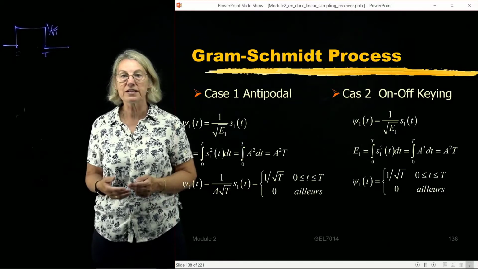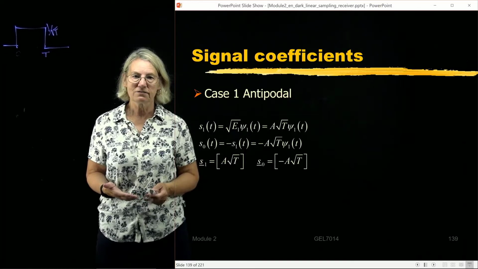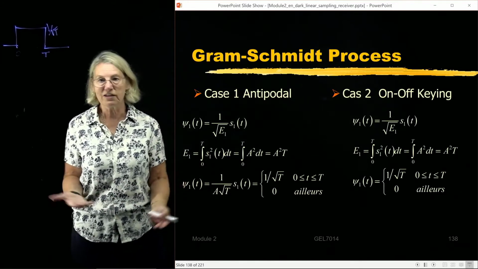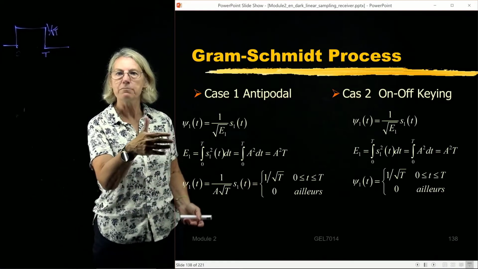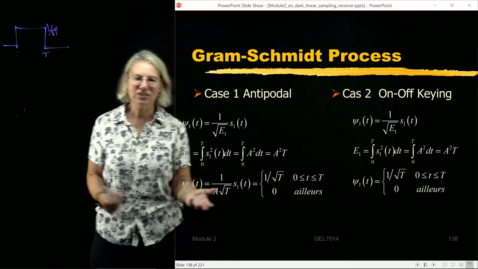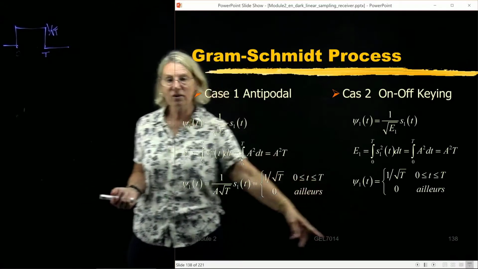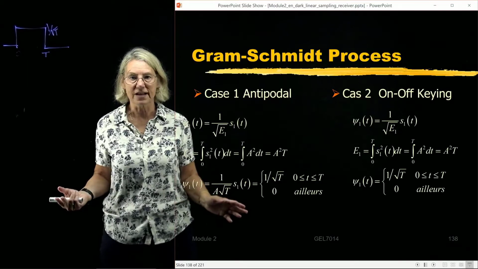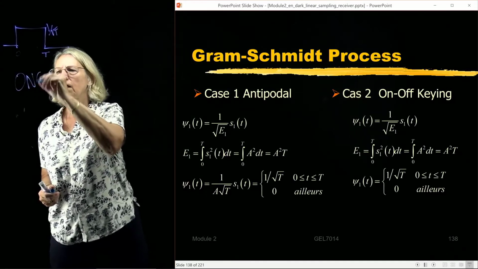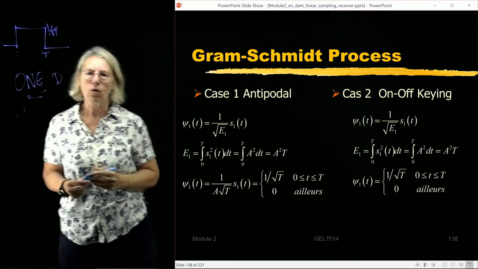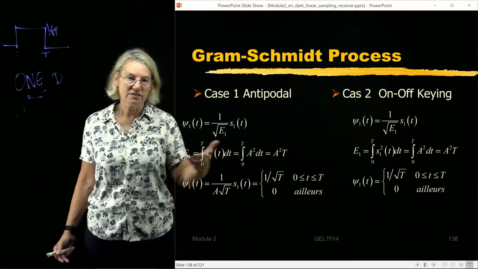So they both have the same first basis vector. And if I go on with the Gram-Schmidt process and go for the second basis vector, it would be 0, right? Because S0 is just -1 times the first one. So clearly I stop the Gram-Schmidt process here. In this case it is a one-dimensional vector space for both the antipodal and the on-off keying, and it has the same basis vector.